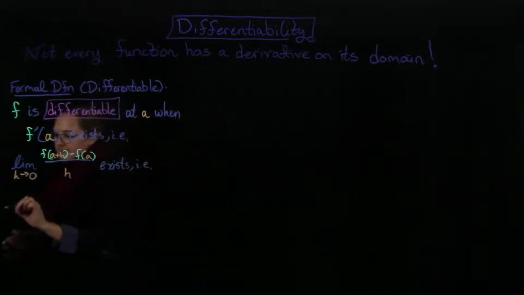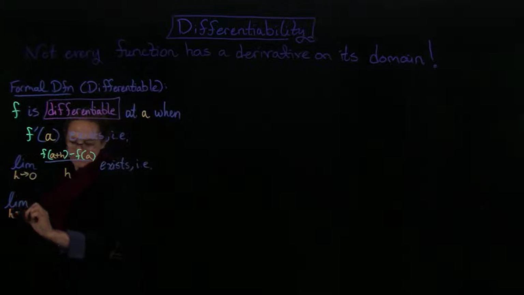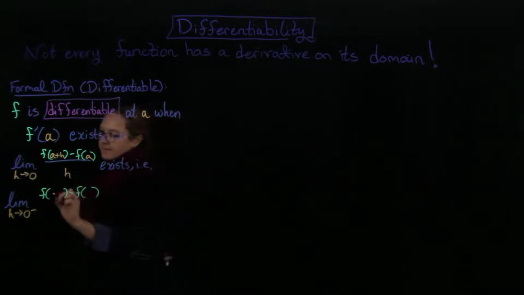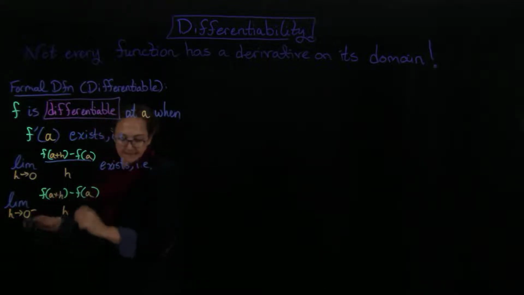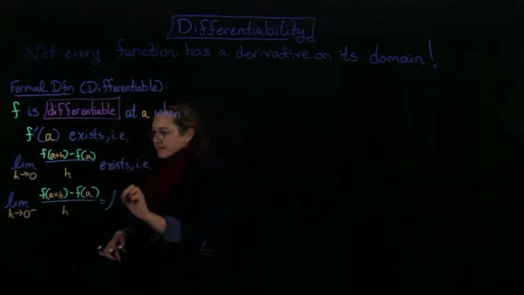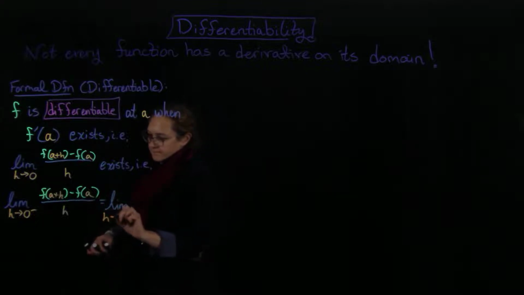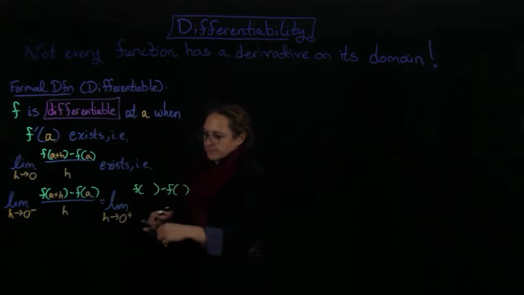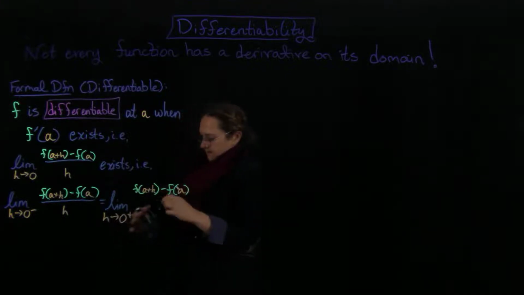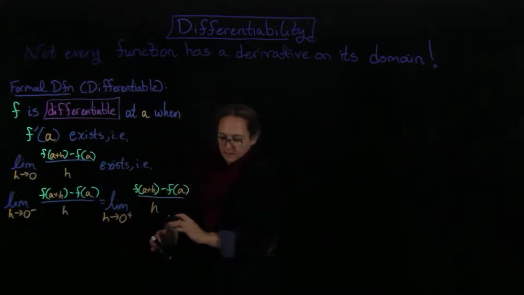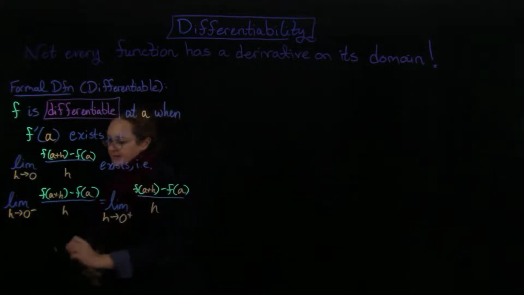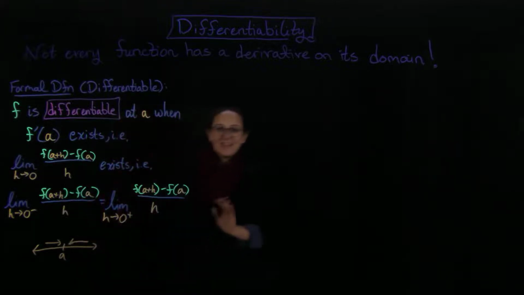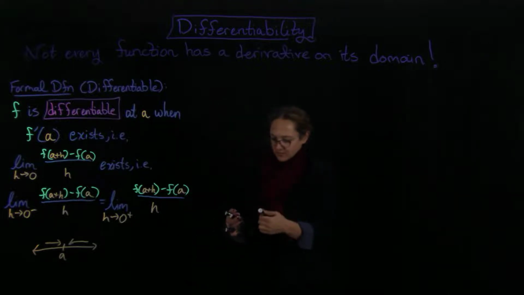Another way of saying this is that the limit as h approaches 0 from the minus side of f of a plus h minus f of a over h equals the same thing as if I approach it from the positive side, of f of a plus h minus f of a all over h. You can picture that as looking at the limit as I approach from this side versus from this side. So do my slopes match up on either side? That's what's going on there.